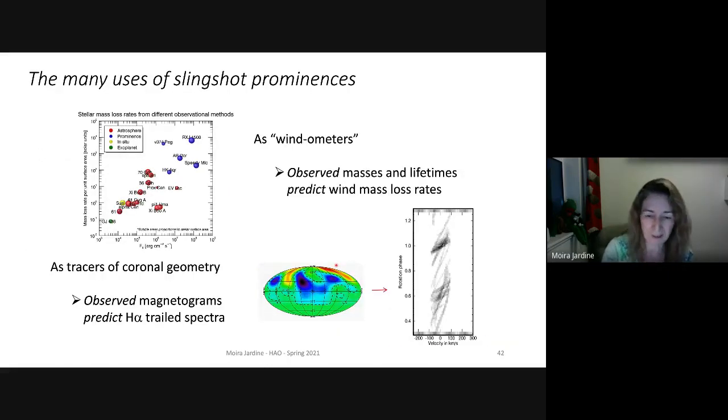So I think my time is up. I'm going to stop here with just a quick summary. Slingshot prominences are good as windometers. They are good at measuring wind speeds. You observe their masses and lifetimes, and you predict the wind mass loss rates. And they're useful tracers of coronal geometry. From the observed magnetograms, we can predict the H-alpha trailed spectra, and from that we can compare with what is observed and use that to refine or perhaps destroy our models of coronal structure.